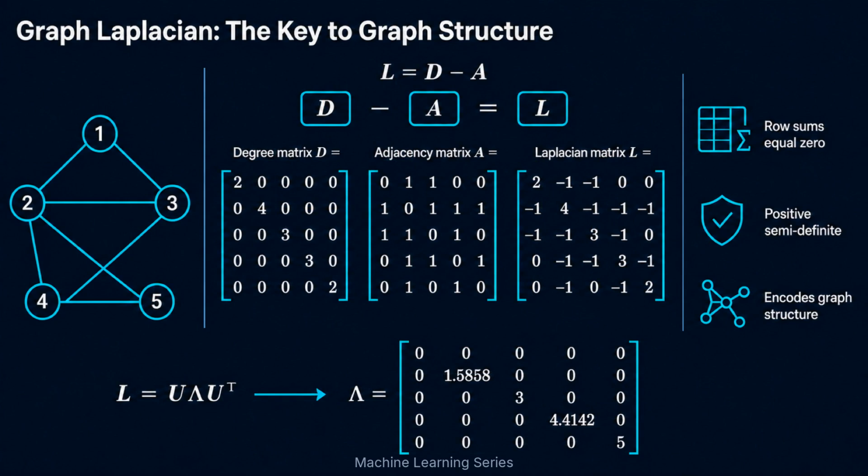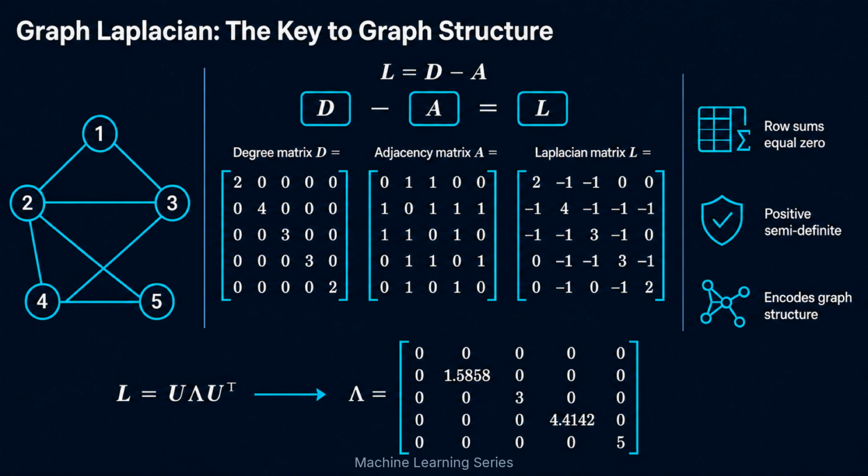It's defined as L equals D minus A, where D is the degree matrix with node degrees on the diagonal, and A is the adjacency matrix. The Laplacian has remarkable properties. Every row sums to 0, it's positive semi-definite meaning all eigenvalues are non-negative, and it completely encodes the graph's connectivity.